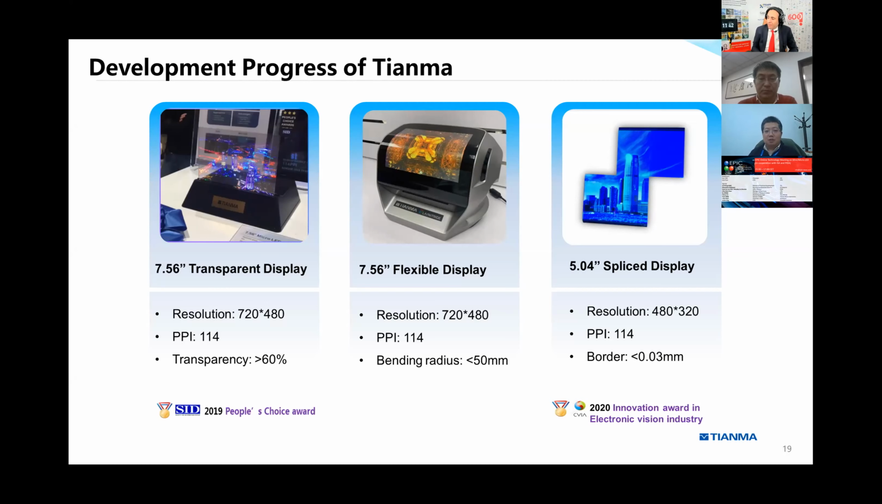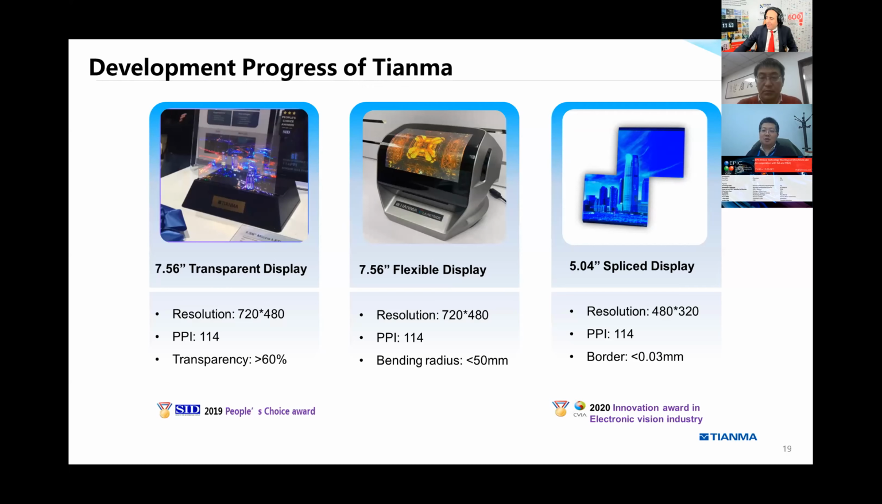The second product on show was the flexible display, also around 7.56 inch. We show the head of the robot with a 50mm bending radius, and we could reduce the radius further. That is because of our flexible technology. So through flexible micro LED, we could make a breakthrough so that in the future, there could be more applications in cars to make them more beautiful in design.